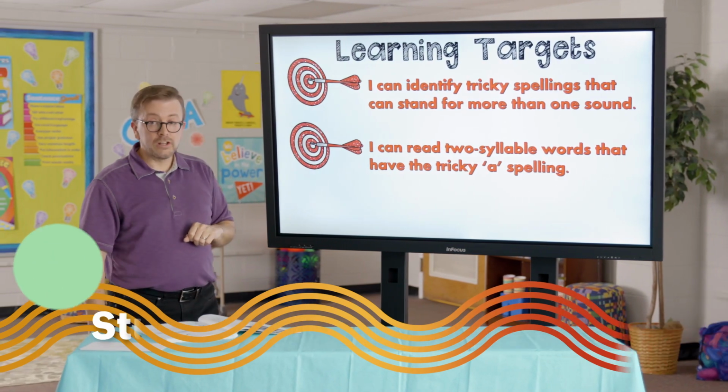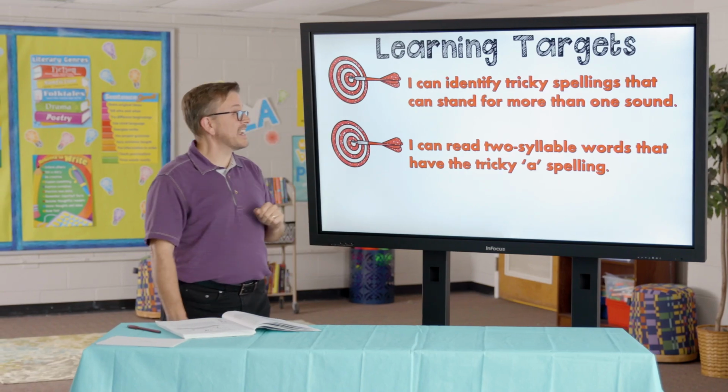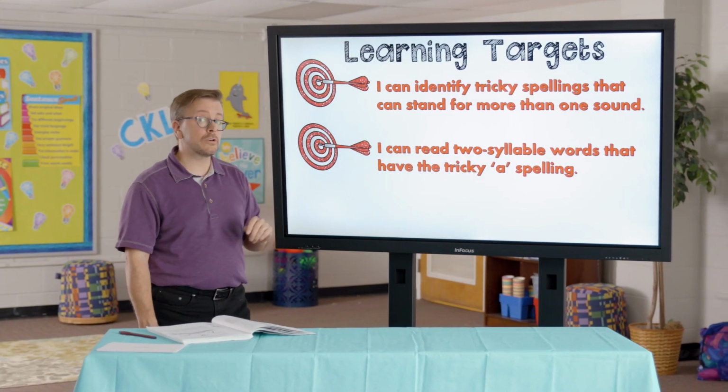All right, learning targets, did you do it? Can you identify tricky spellings that stand for more than one sound? Remember that G and the C, the GE and the CE? And that second learning target was to be able to read those two-syllable words with that tricky A spelling. So we're gonna either hear that long A because it's an open syllable, or we're gonna hear the short A because it's being closed off. We have to decide as we read and as we spell our own words.